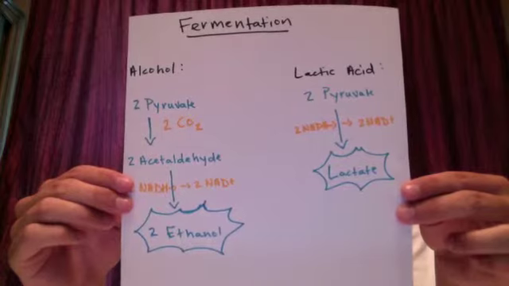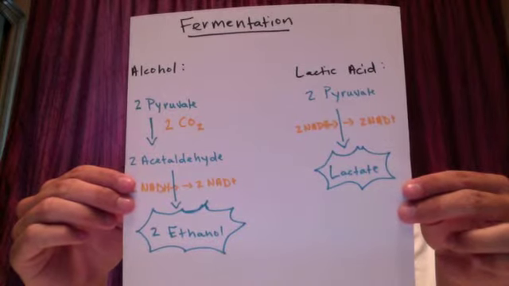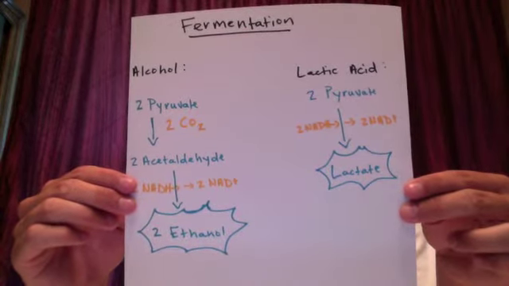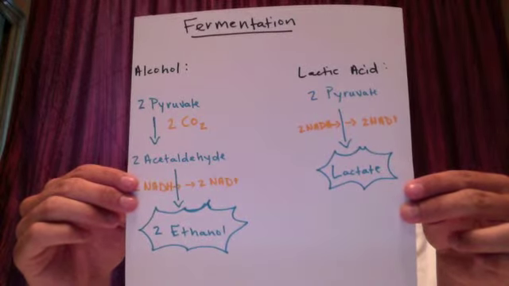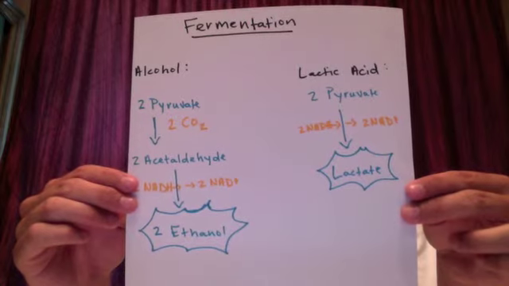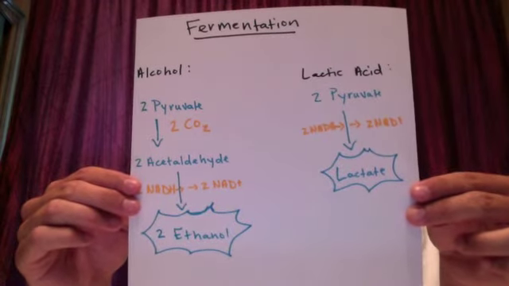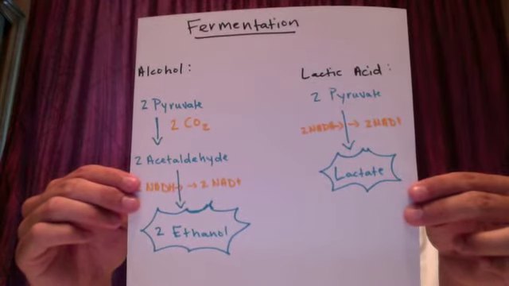In alcohol fermentation, 2 CO2 are released from the 2 pyruvates. This forms 2 acetaldehyde, then 2 NADH molecules are consumed, which produces 2 NAD+. The result of this process is ethanol.